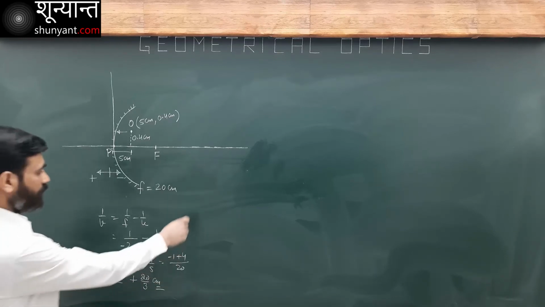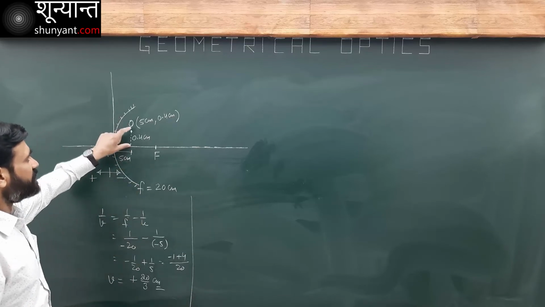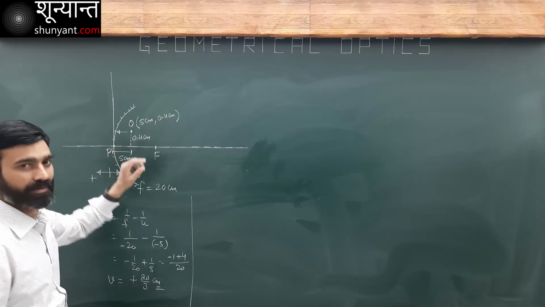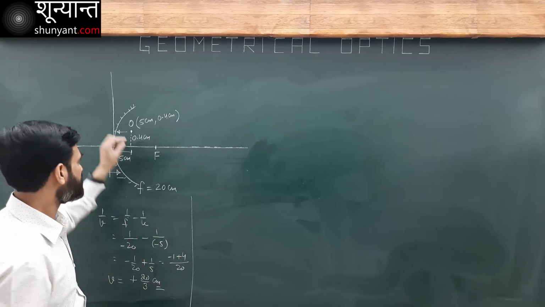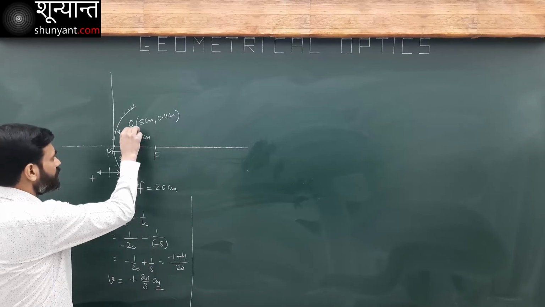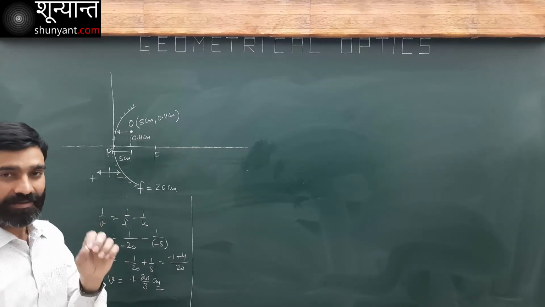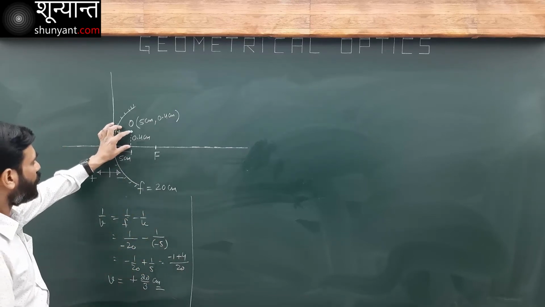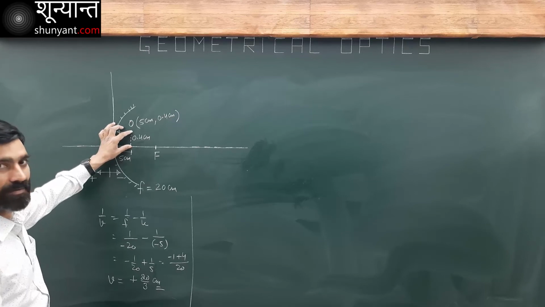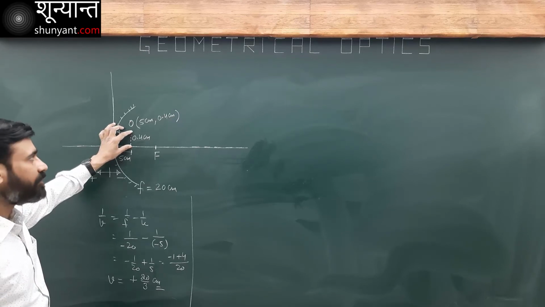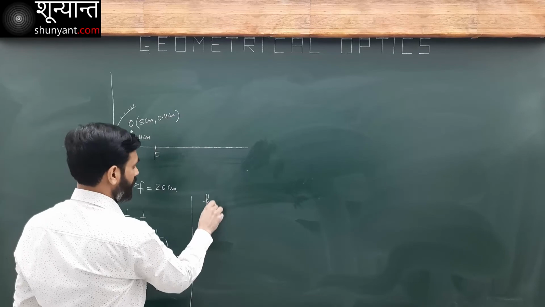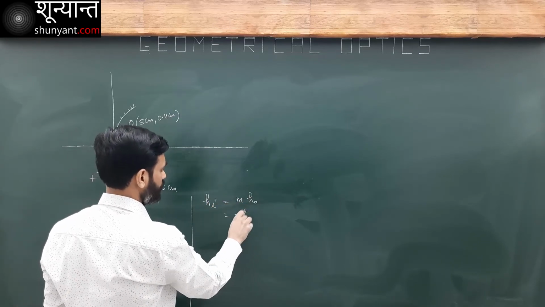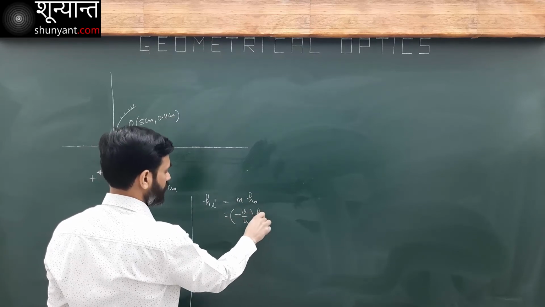What we are doing is imagining one object of height 0.4 centimeter. This is not really an object, this is just a point. It is a point object, remember it. But I am imagining that I have an object of height 0.4 centimeter. Now what will be the height of the image? Height of image is m times height of object. What is m? Minus v by u, times height of object.